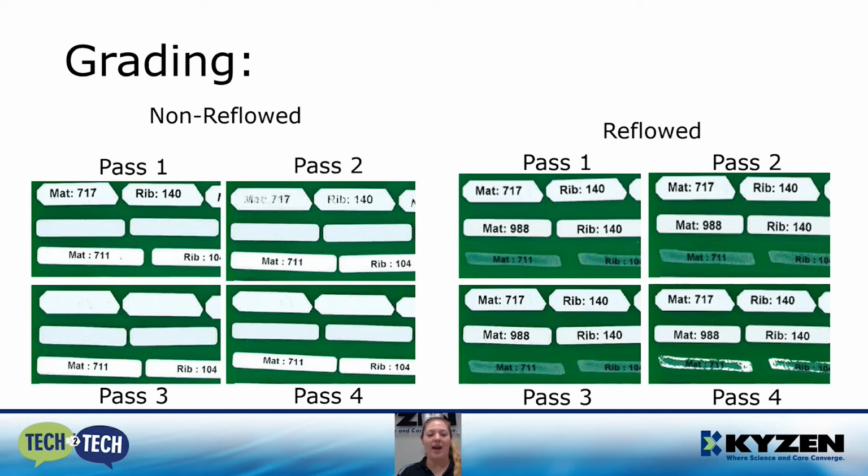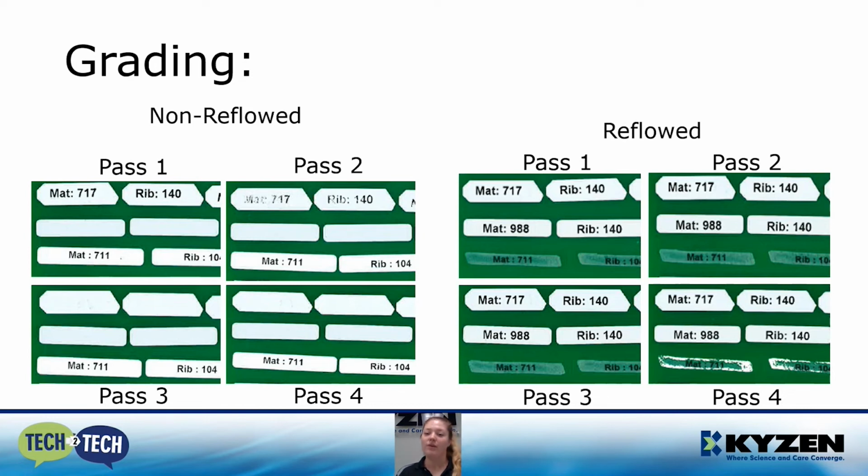And then looking at the next one, this originally had an ink on there, but it was gone after the first wash process. And then looking further down in our non-reflow conditions, you've got your MAT 717 and then the RIB 104. You don't see any dulling to the ink, and everything remains through each of the 4 wash processes. So this would be considered a pass for a label in a non-reflowed condition.